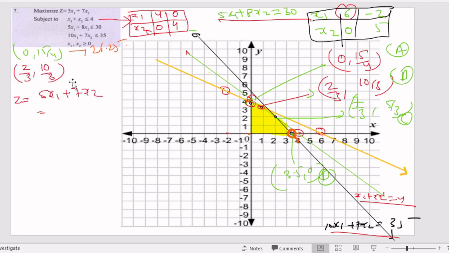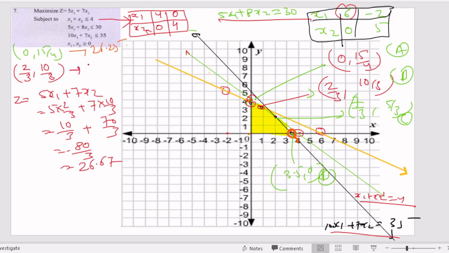So the second point is 2 by 3, 10 by 3. So x1 is 2 by 3. Let's substitute. And x2 is 10 by 3. Let's substitute. So 10 by 3, 70 by 3, which is 80 by 3. Approximately it will be 26.666. That is, you can write 26.67. Okay, so at this point we have 26.67. Let's check the solution at 3.